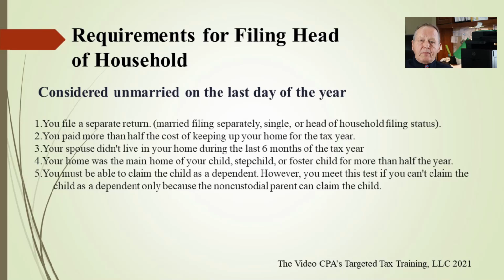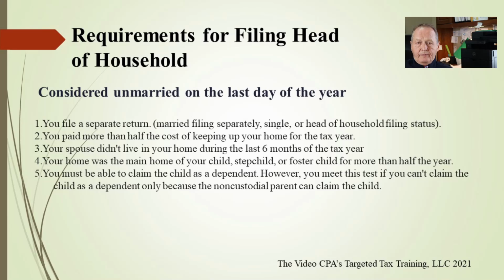And that your home was the main home for your child, stepchild, or foster child for more than half the year. And you must be able to claim the child as a dependent. All right. Now, there is an exception to that. If they live with you, but the other parent, the non-custodial parent, is claiming the child as a dependent for a year, you can still claim head of household. So those are the rules, and those are the rules for considered unmarried.